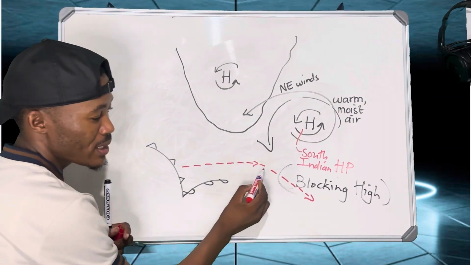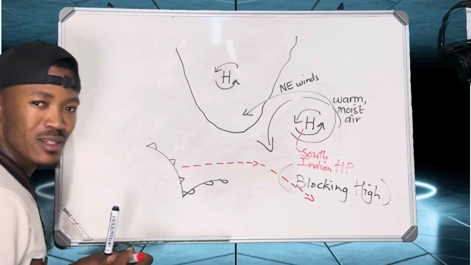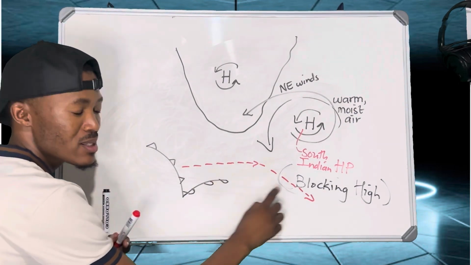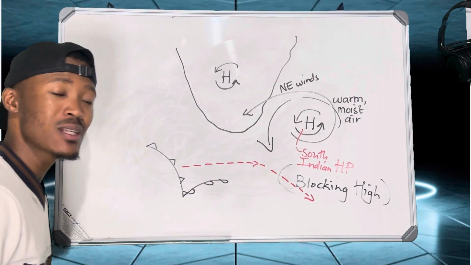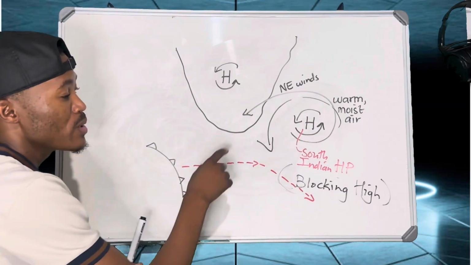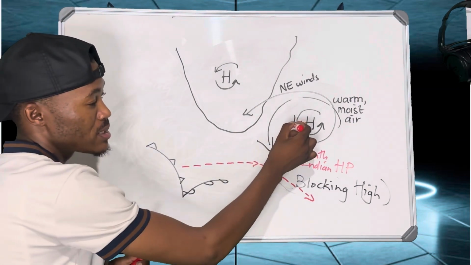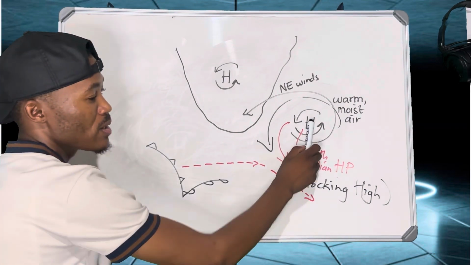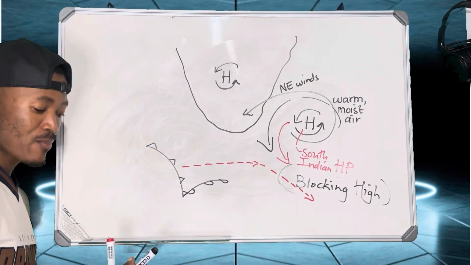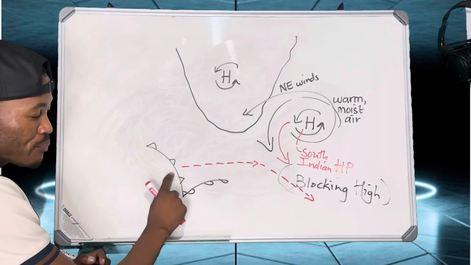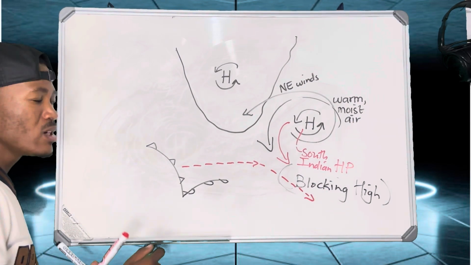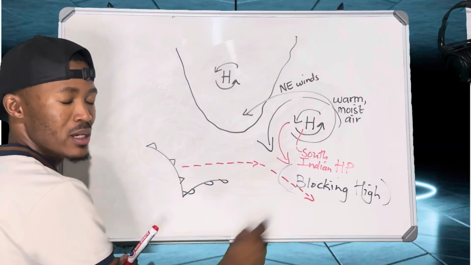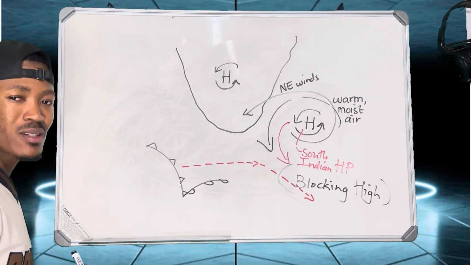It is going to move in a southeast direction. Why does it move in a southeast direction? It is because it is diverted away from its path due to this anti-clockwise circulation from the South Indian high pressure. But our mid-latitude cyclone is not going to continue to move in a southeasterly direction forever.